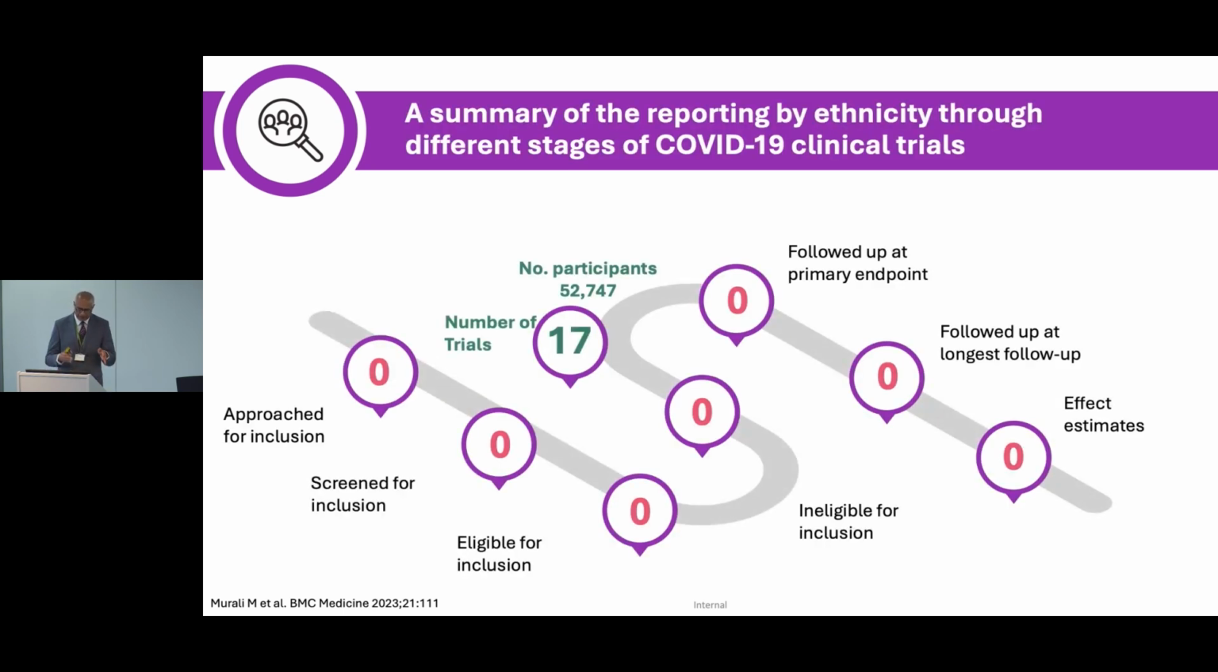And when you deep dive into the systematic review, none of the studies gave any data on how many were approached, how many were screened in terms of ethnic minorities, how many were eligible for inclusion. It said 17 trials, 52,000 participants, but no data on eligibility criteria, follow-up for primary endpoint, follow-up at longest follow-up, or what effect size estimates were in these trials. Even though they didn't recruit as much, they didn't give any other further data at all.